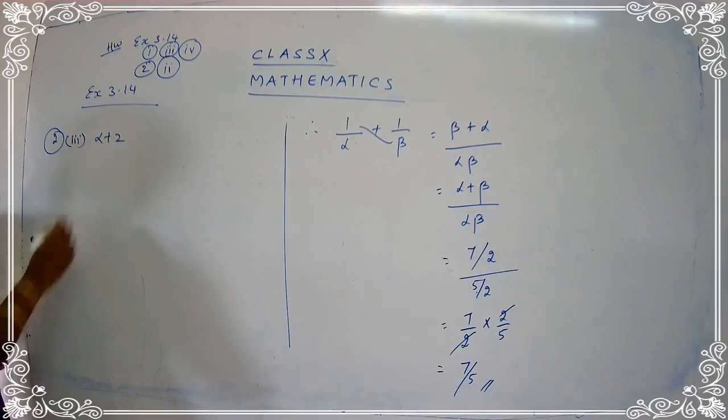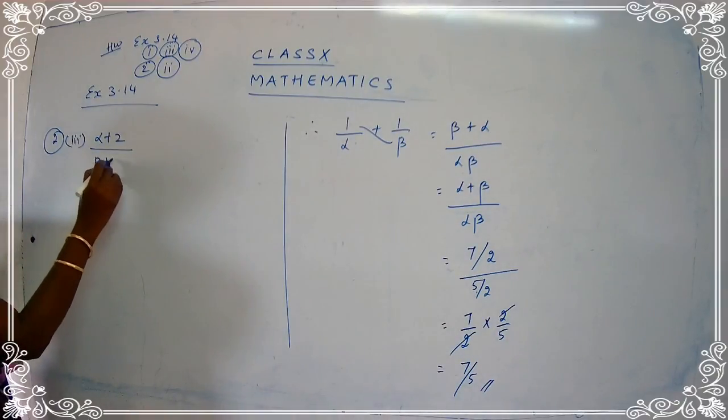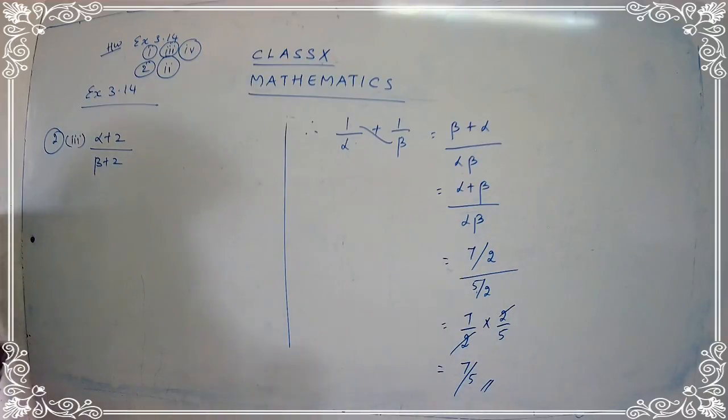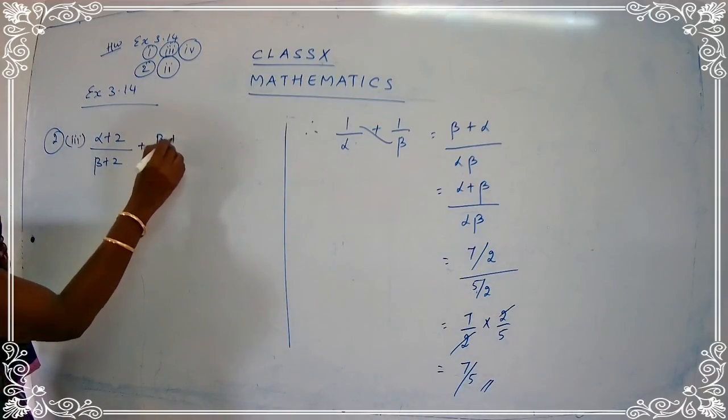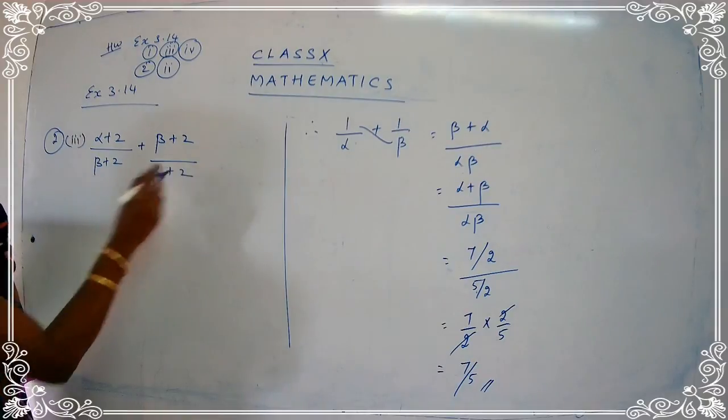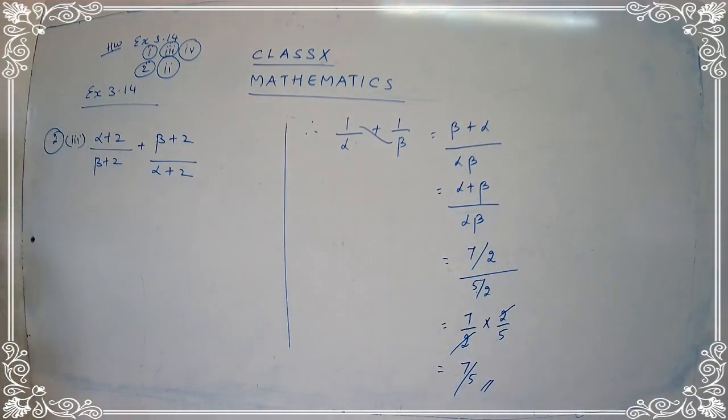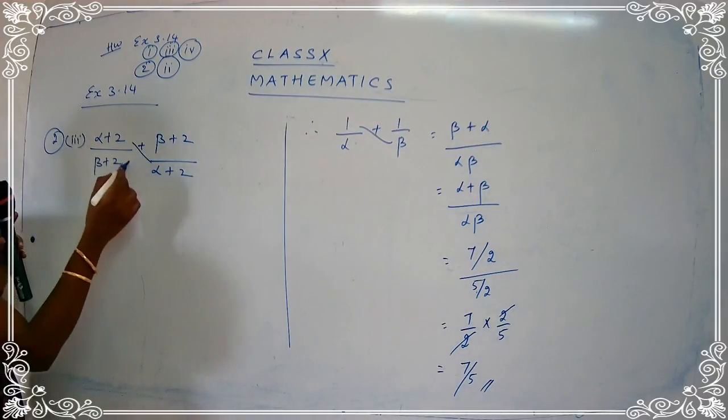Alpha plus 2 upon beta plus 2 plus beta plus 2 upon alpha plus 2. What have you got? Alpha plus 2 upon beta plus 2 plus beta plus 2 upon alpha plus 2. Let's proceed with the work. Again here you have to cross multiply. Let's do the cross multiplication.